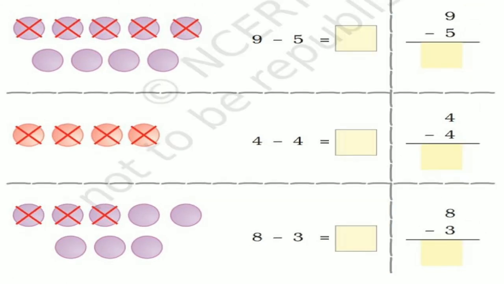Next, there are 8 purple colored balls. If we remove 3 balls, how many balls will be remaining? 8 minus 3. Let us count from 3 to 8. 4, 5, 6, 7, 8. How many numbers did we count? 5 numbers. So 8 minus 3 is equal to 5.